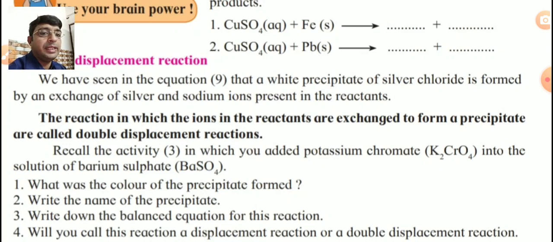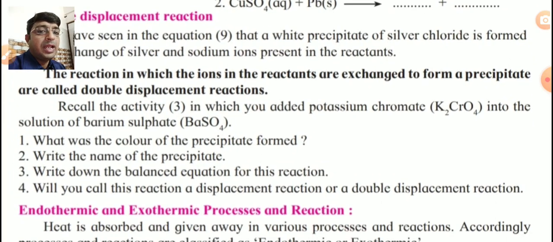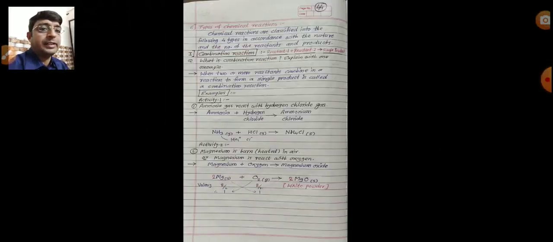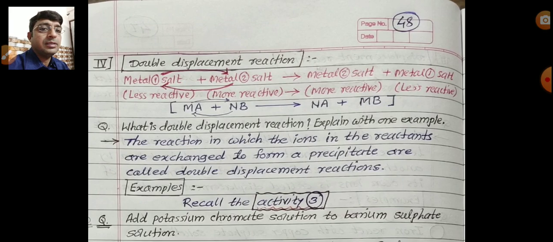Recall activity number 3 in which you added potassium chromate K2CrO4 into the solution of barium sulfate BaSO4, and this question is asked for 3 to 5 marks. These questions are given here. What was the color of the precipitate formed? Write the name of the precipitate. Write down the balanced equation for this reaction, and will you call this reaction a displacement reaction or double displacement reaction? Now see the answer. I will show it in my writing pattern. Check. Double displacement reaction.